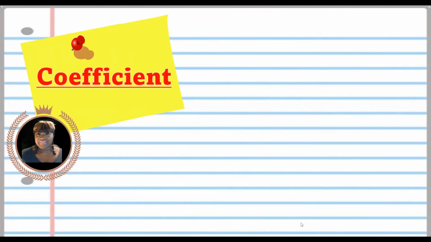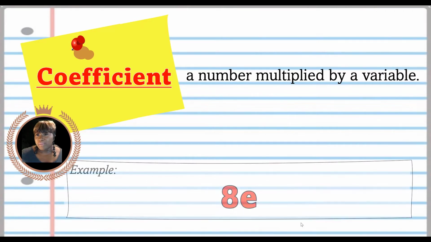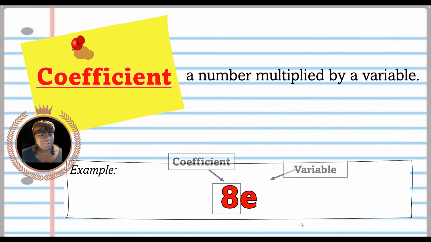Coefficient. A coefficient is a number multiplied by a variable. For example, we have 8e. The coefficient is 8 and the variable is e. 8 is the coefficient because it is being multiplied times the variable.